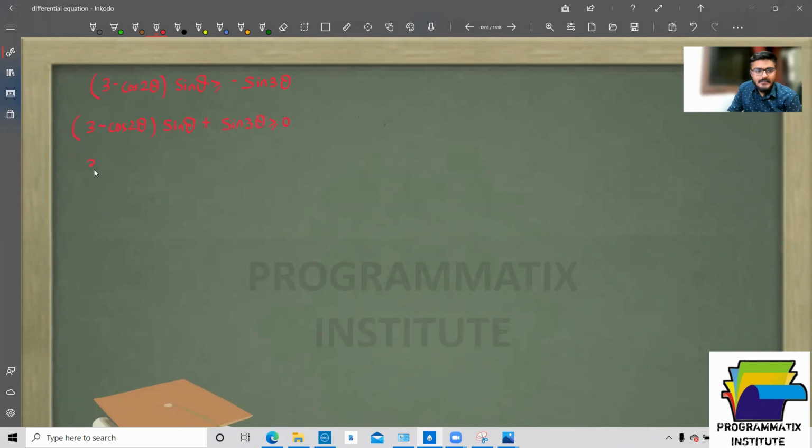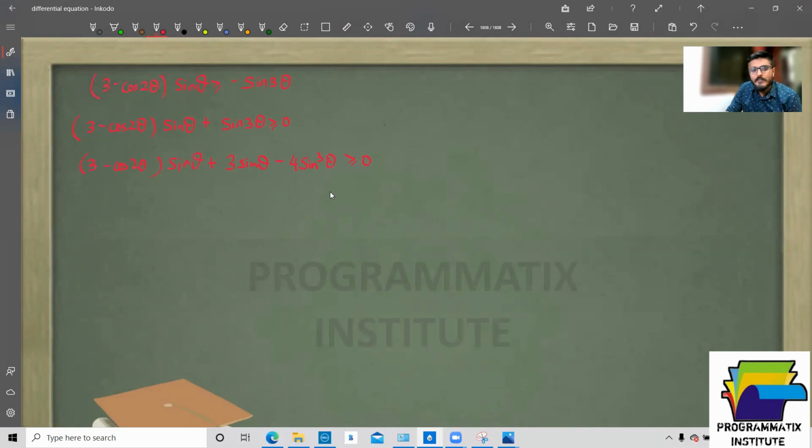Now, what is sine 3 theta? A very basic formula you might know from the trigonometry chapter. Just try to recollect it. It is 3 sine theta minus 4 sine cube theta. I hope you have remembered this. That's great. Now what to do?